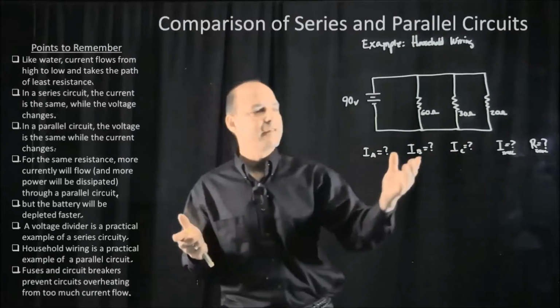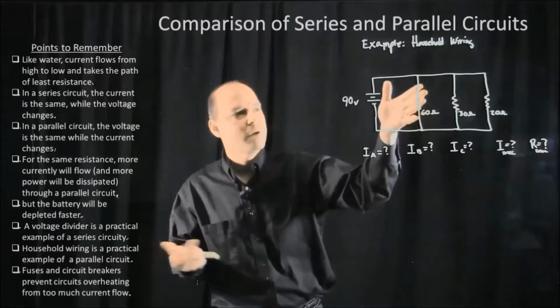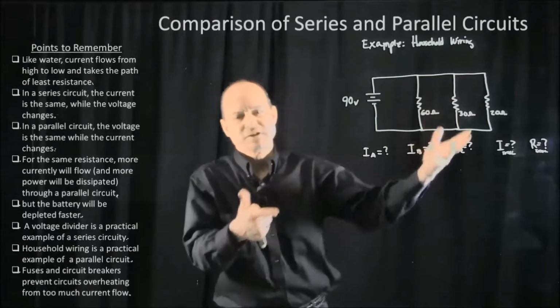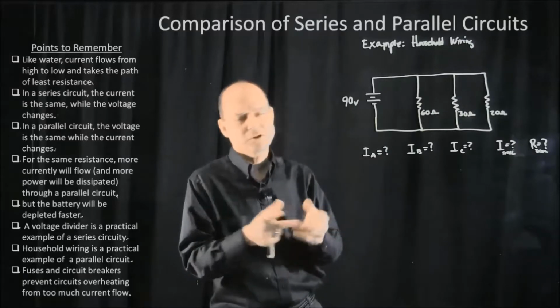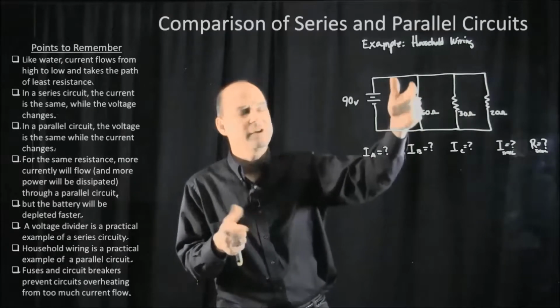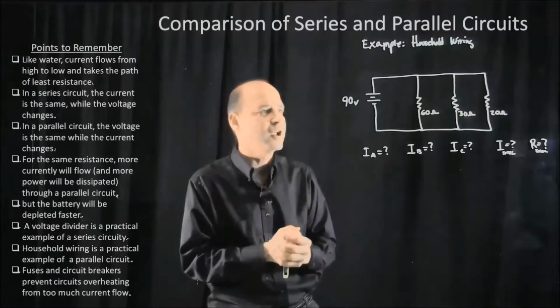And the nice thing about that is if you blow the toaster up, everything else still stays on. This is like the kind of Christmas tree lights that you want. You want it so that if one bulb goes out, the rest of them stay on.